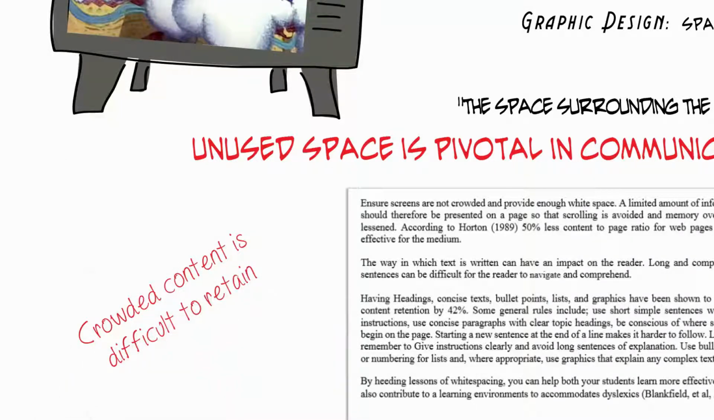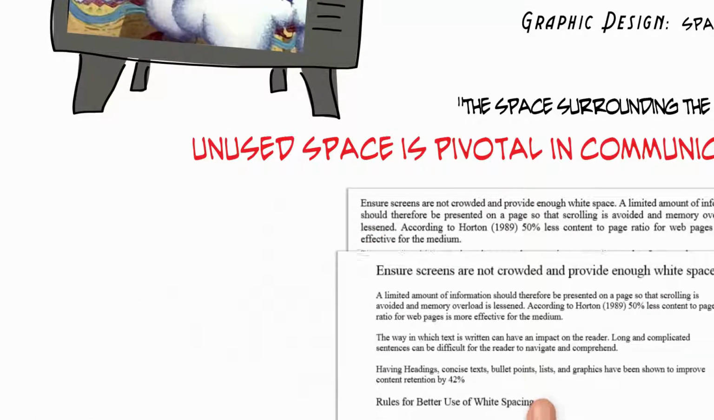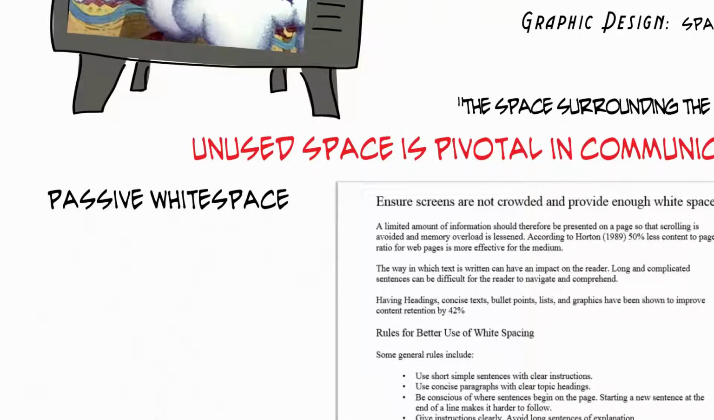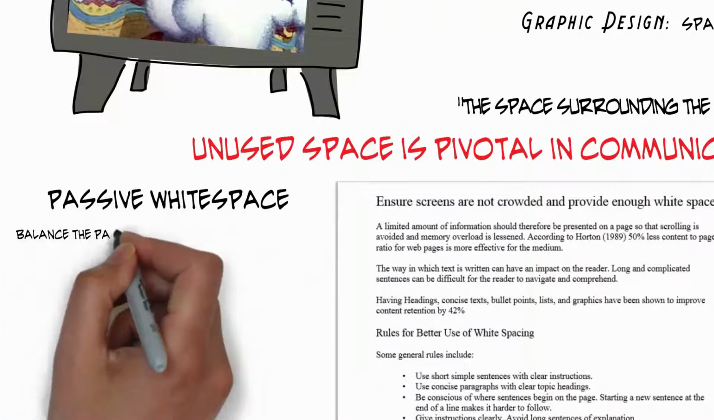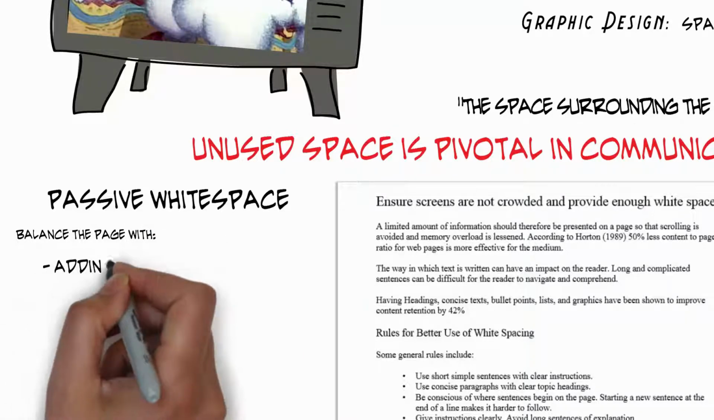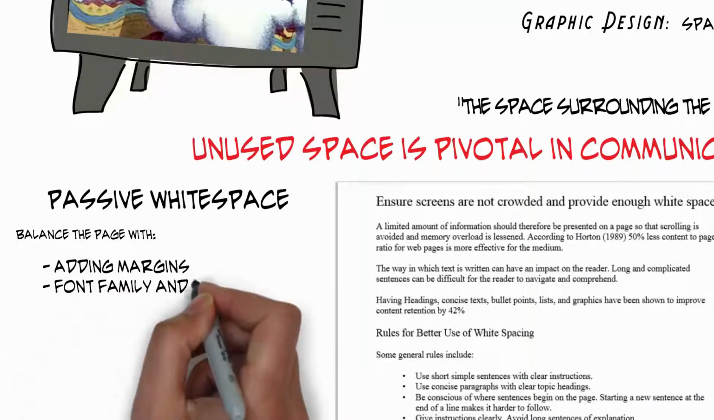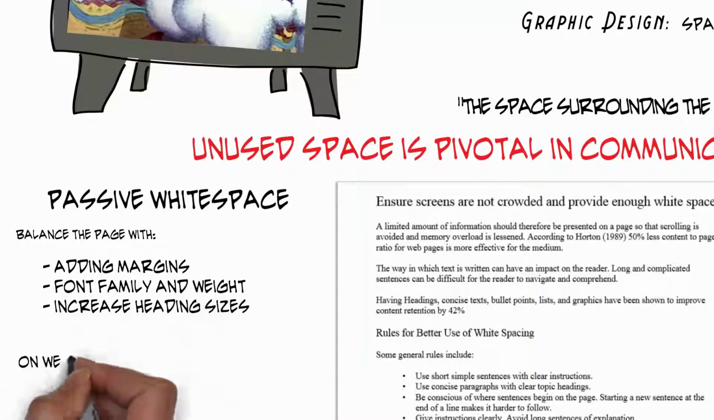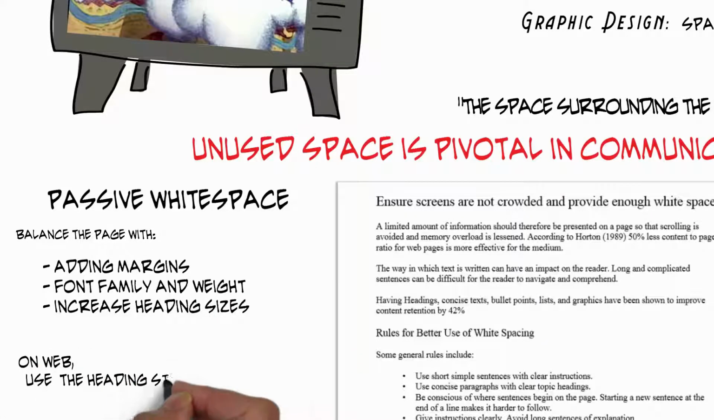We can make the content easier to process by using both passive and active white space. Passive white space creates room between the content or balances it out on the page. This is often done by adding margins, considering the font family and weight, and increasing the heading. In most web environments, using the heading style is better because it both contributes to passive white space and increases accessibility by conforming to many accessibility applications.